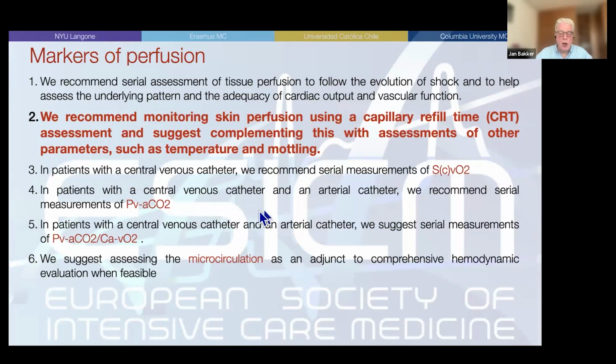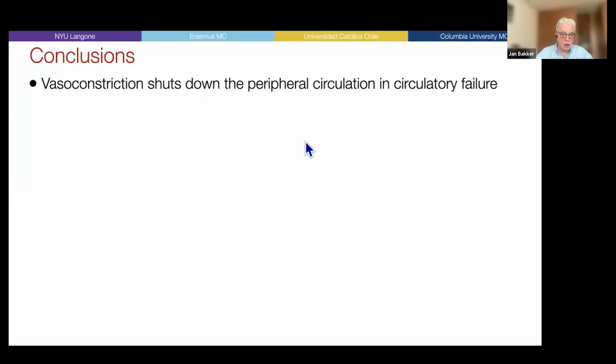And that's why in the upcoming recommendations of the European Society on the definition and the monitoring of shock, we still recommend, just like in the first one, but now much more strongly than in the first one, monitoring skin perfusion using capillary refill time, temperature, mottling, stuff like that. These markers of perfusion are a core element now of not only diagnosing but also treating shock.